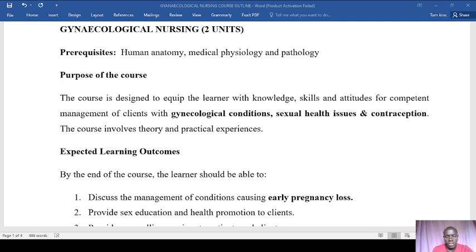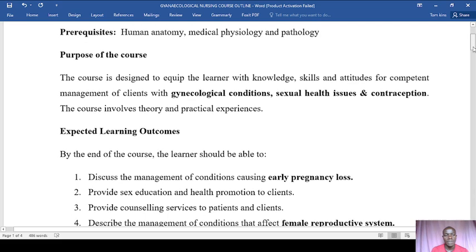So this course requires you to have covered human anatomy, human physiology, and pathology. The major purpose for this course is to equip you with the knowledge, skills, and attitudes for competent management of patients with gynecological conditions, sexual health issues, and contraception. So this course will involve both theory and practicals. For the practical experience, it will be covered within 2 weeks of placement.